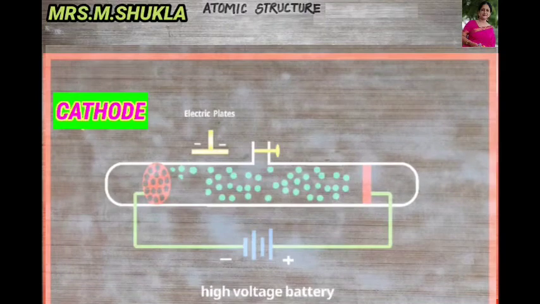Why did he call these as canal rays? Because these rays, they pass through holes, or they are also termed as canals in the cathode, and these rays were named as positive rays or canal rays or anode rays. Clear? So discovery of proton is very clear.